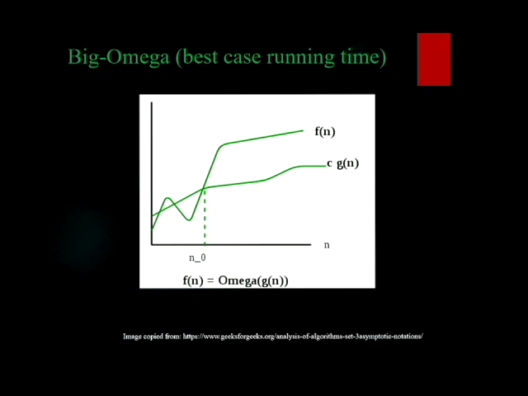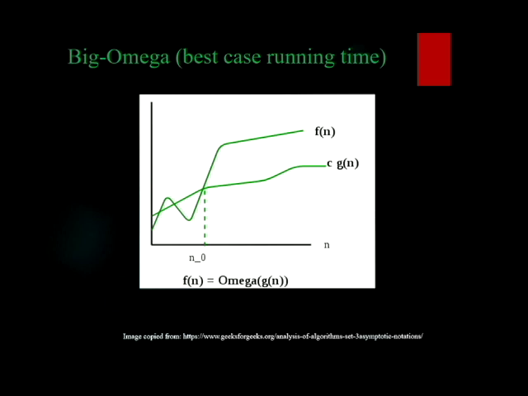Here this c g(n), so this c is the constant we are talking about. We are providing a lower bound. We are saying that your algorithm is going to take at least this amount of time. You're not going to get your solution before this. But it doesn't necessarily mean that it is going to overlap with this every time. It can fall anywhere, but you'll never get before this. So that's basically big omega, best case running time.